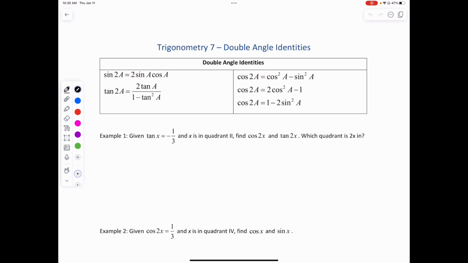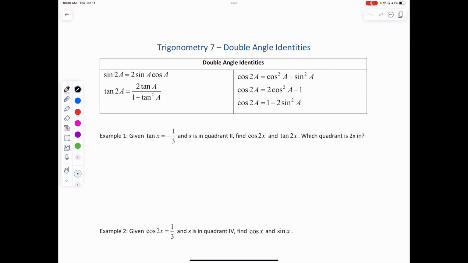In this video, we are talking about some additional trigonometric identities. So this is similar to the last video. We just have additional identities to add to your bank of available trig identities. We call these double angle identities because we can find the sine of 2a, the tangent of 2a, and the cosine of 2a in terms of sine, cosine, and tangent of just a itself.